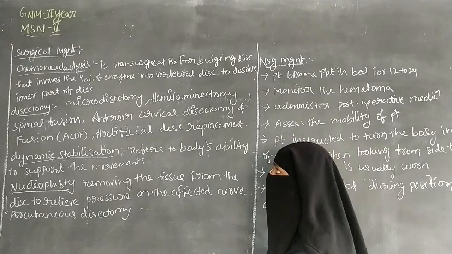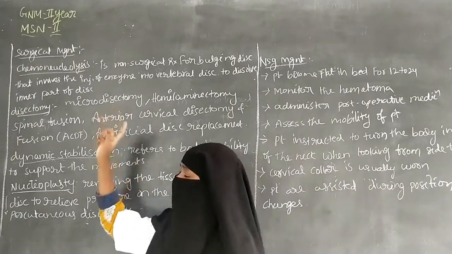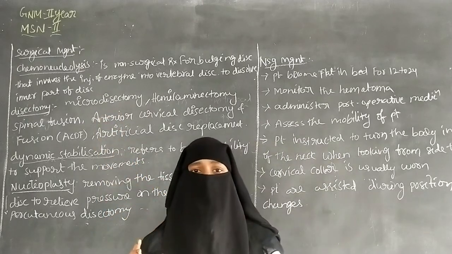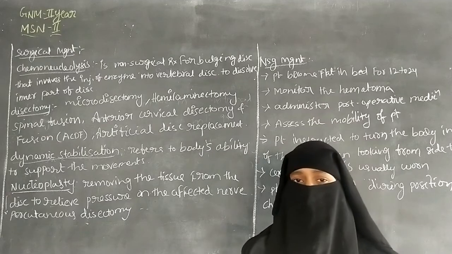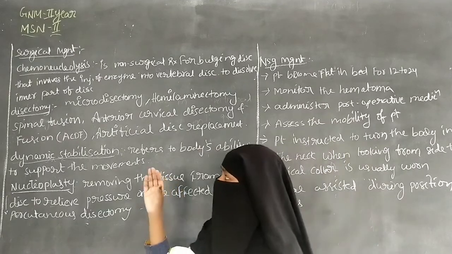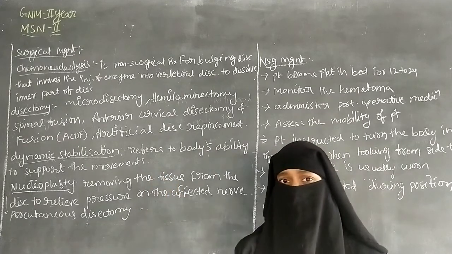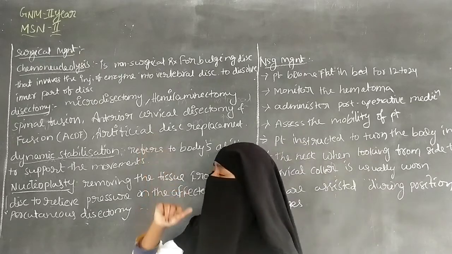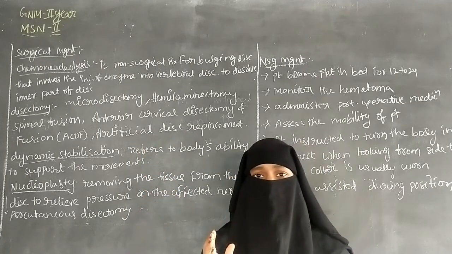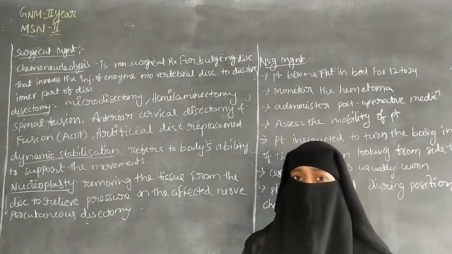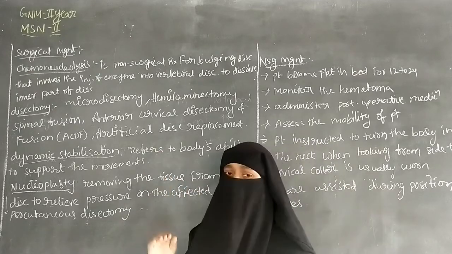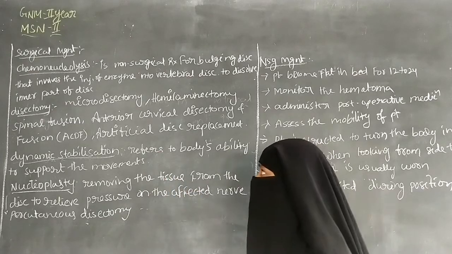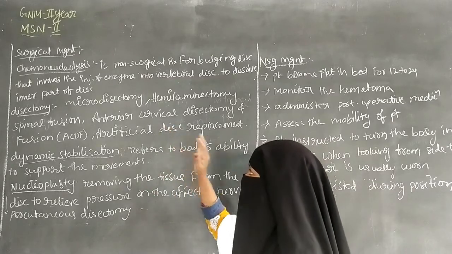Next one is microdiscectomy. In the microdiscectomy, a portion of the herniated disc is removed. In the discectomy, the total herniated disc is removed, but in the microdiscectomy, only a small portion of the herniated disc is removed to relieve the pressure over the nerve root.